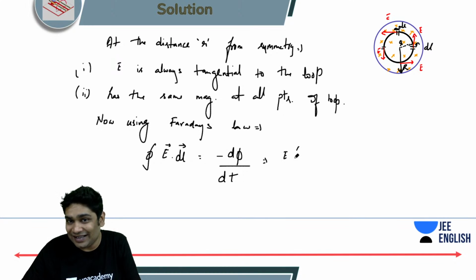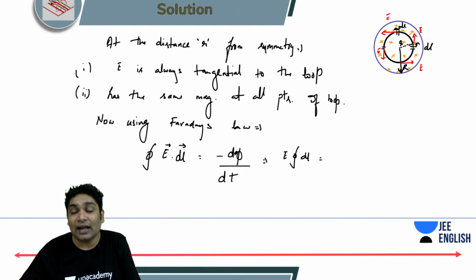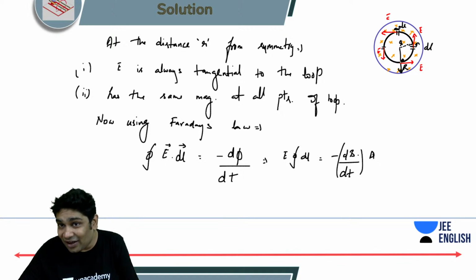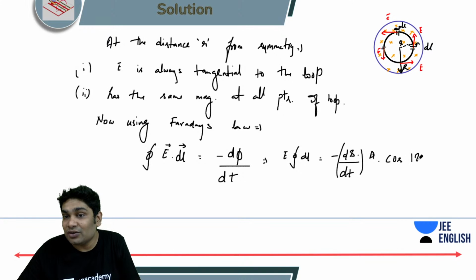So if this is going to be 0 and E has a constant magnitude, I can write this as E times closed integral of dl. And here I would have had a minus times dB by dt times A, which is the area of this loop, times cos of 180. Why? Because B is going inside, and area vector will be pointing outside.